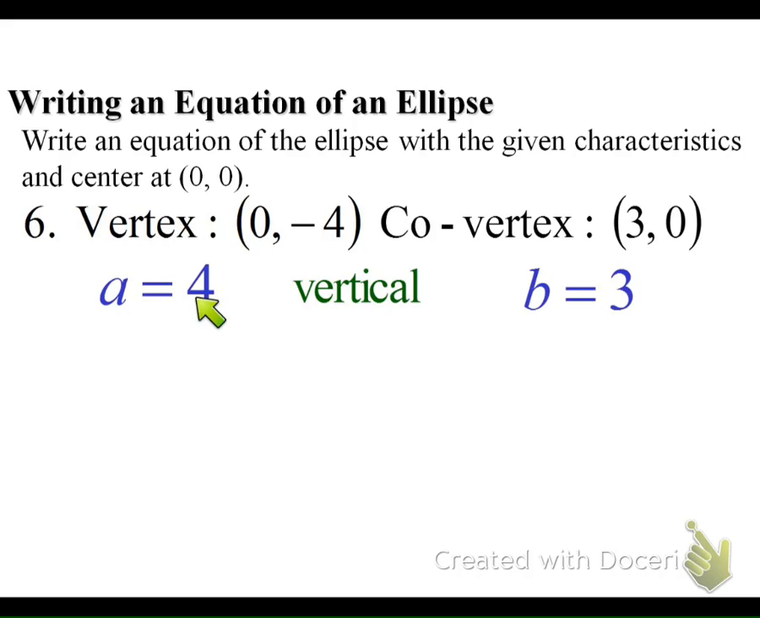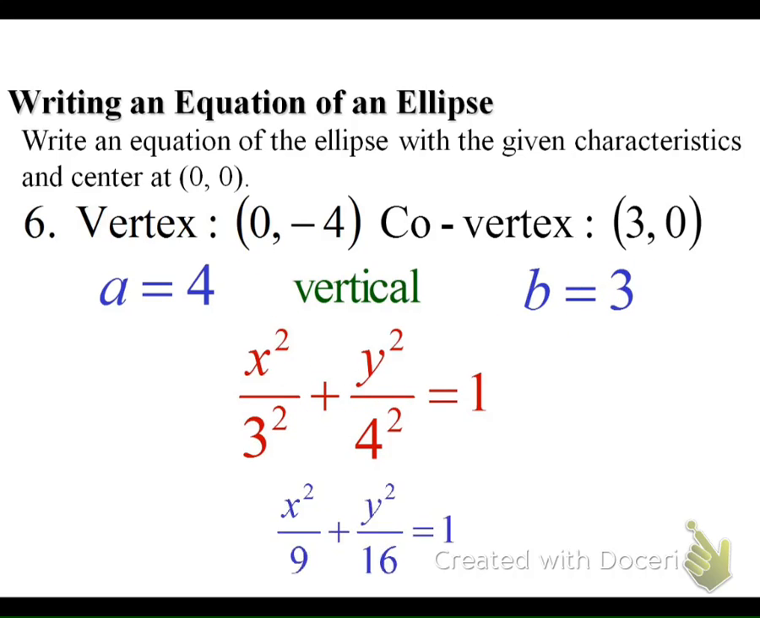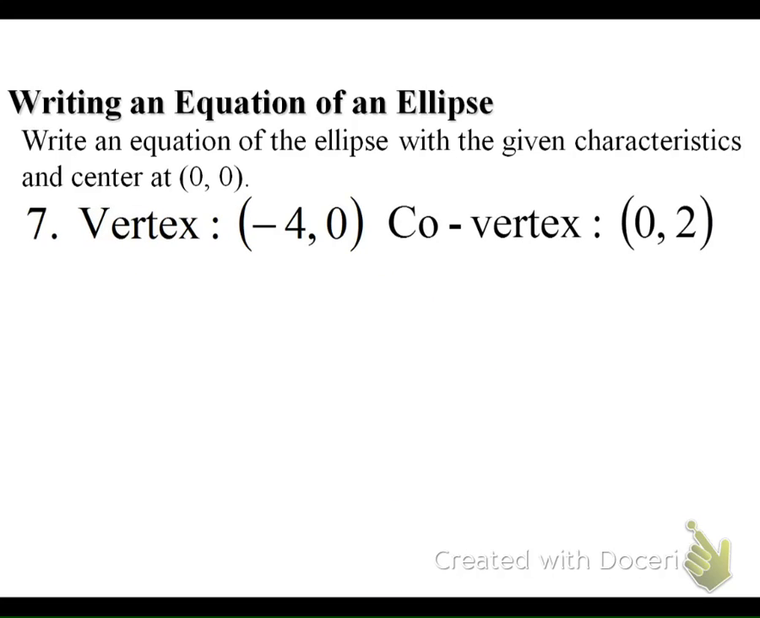So where does the A go? Under the Y. And you got to square it. Square the 3. Put it under the X. So this is our equation. What are your questions? All right, 2 more examples.